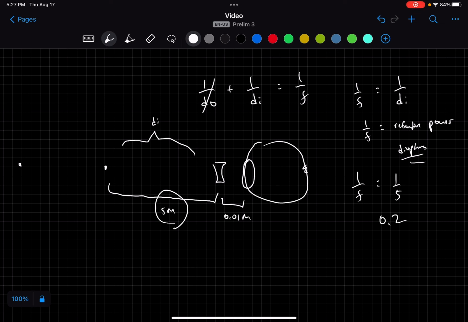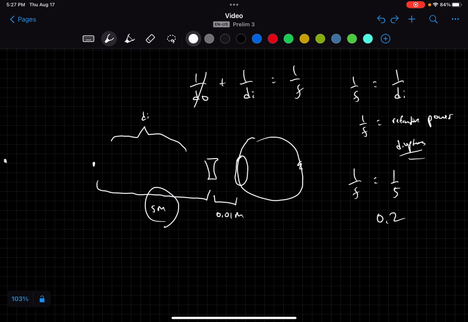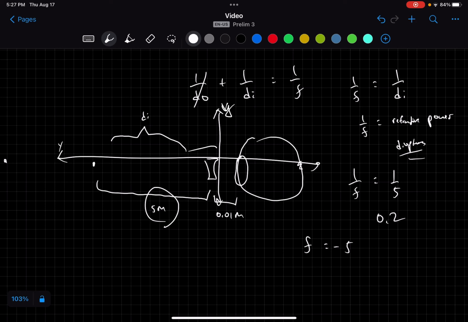What's really interesting is that when you're looking at your prescription, you always see a negative sign. That's because when you're solving this equation, f will always be negative. So f is actually negative 5. That's your focal length. That's because if we look at the eyeball as an x-y axis, this is the y, this is the x, and this direction is negative. That's why everything is negative.